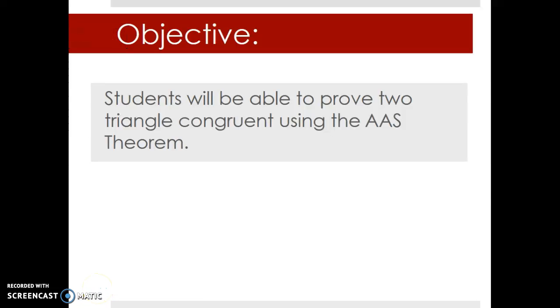Lesson 4.3, angle, angle, side. In this lesson, we'll learn to prove two triangles congruent using the angle, angle, side theorem. We've already done side, side, side, side, angle, side, and angle, side, angle. So this is going to be your fourth one.